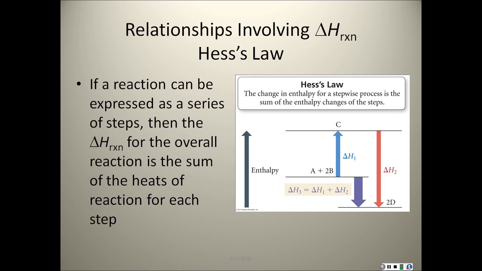Okay. So if we can express a series of steps for a particular reaction, then the delta H for the overall reaction is the sum of all the heats of reaction for each individual step. I'm going to say that again. If I have 2 or 3 steps involved in getting from the total reactants to the total end products, the heat of reaction for each step would be added together to find the overall delta H of reaction. Yes, we're going to do examples like this too.